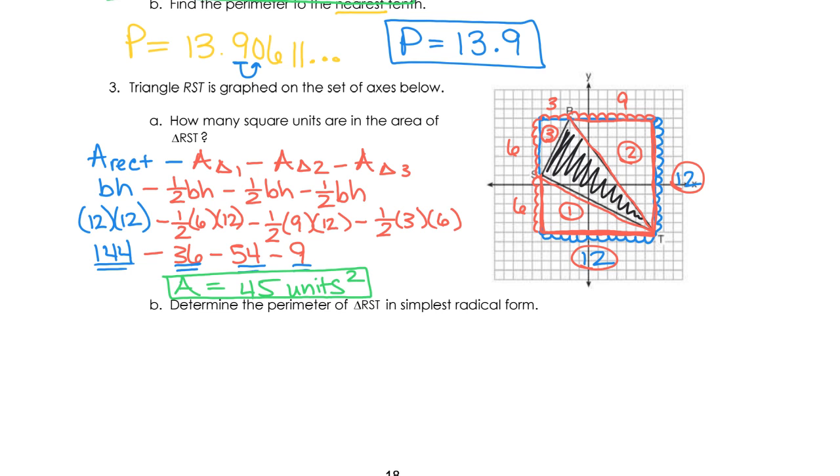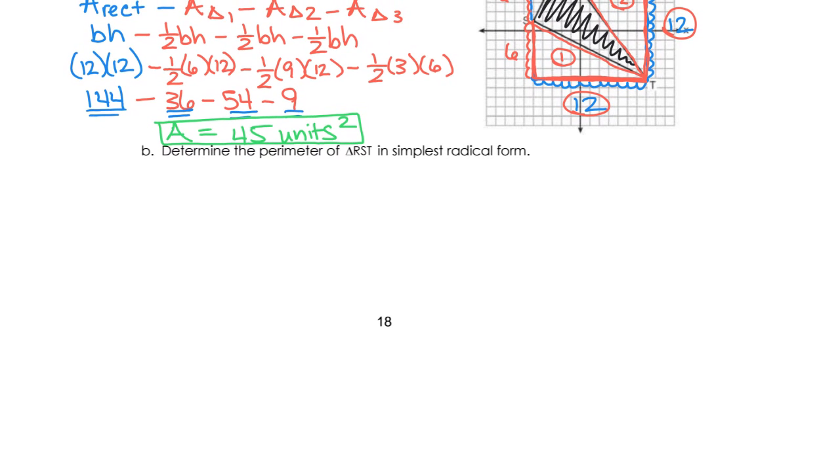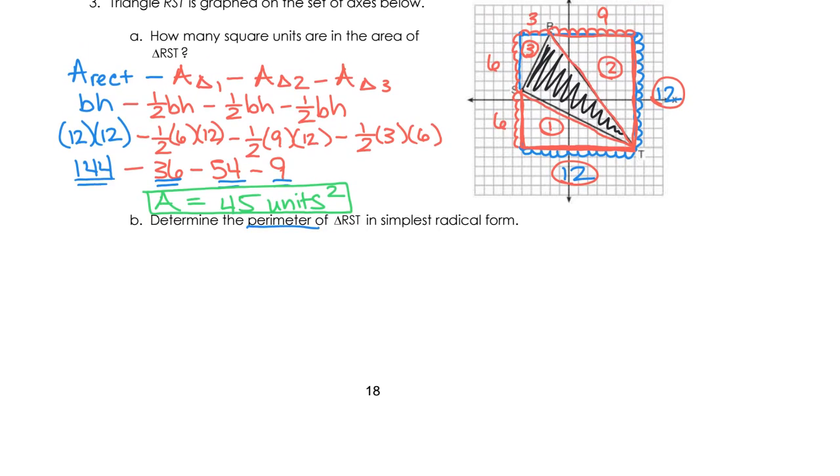Okay. All right, let's take a look, guys, at the last question there. And they're asking me to determine the perimeter of triangle RST. So because the key word is perimeter, perimeter is the sum of all the lengths of the sides. And since I do not know the lengths of my sides, I'm going to have to go and find them.